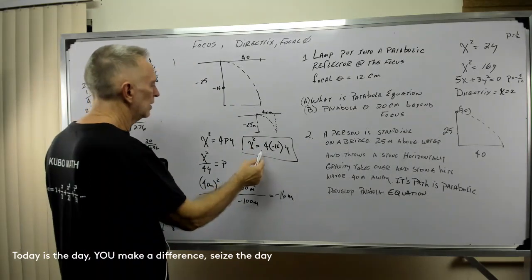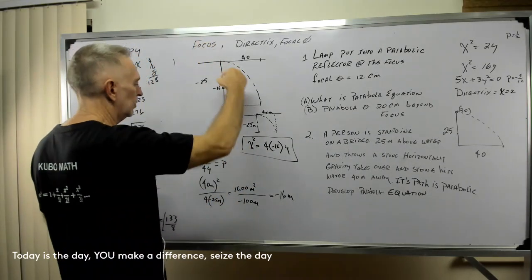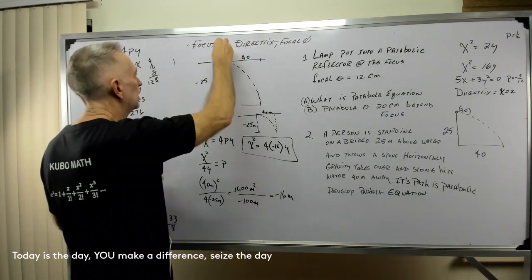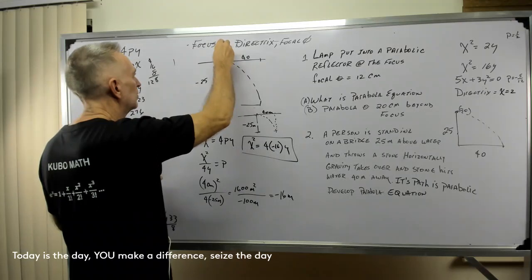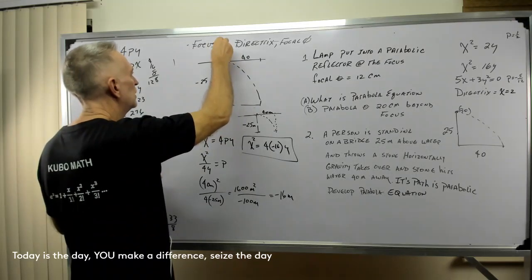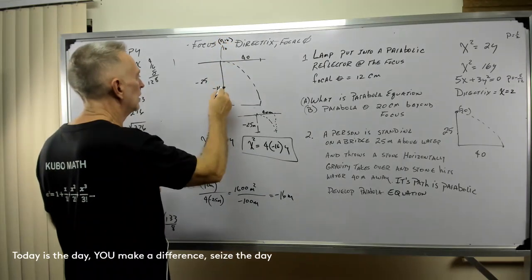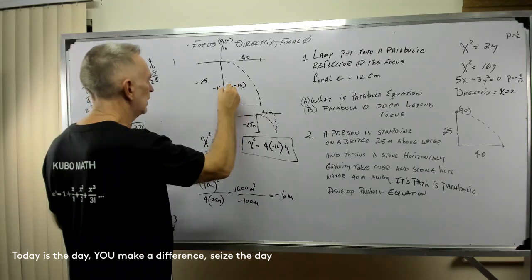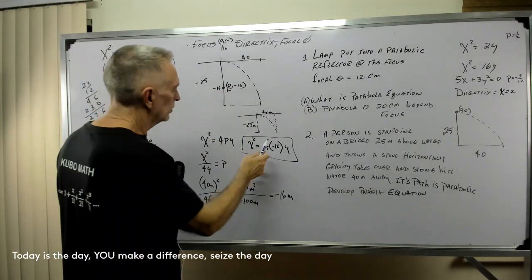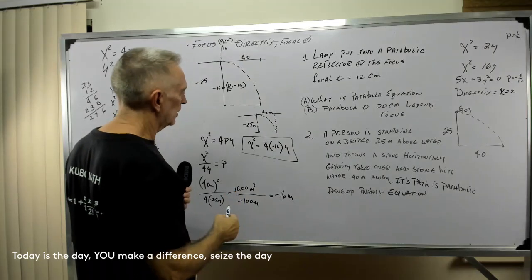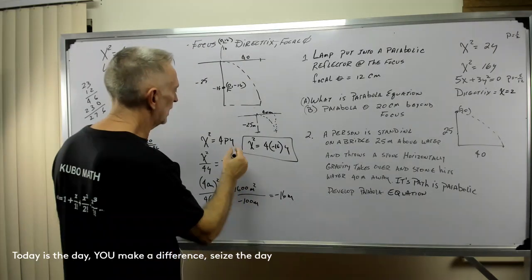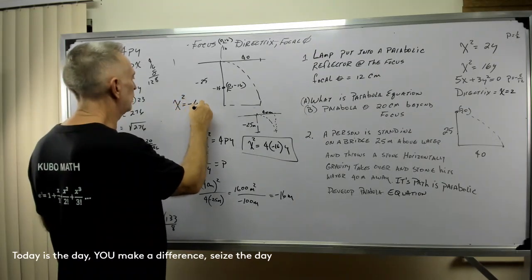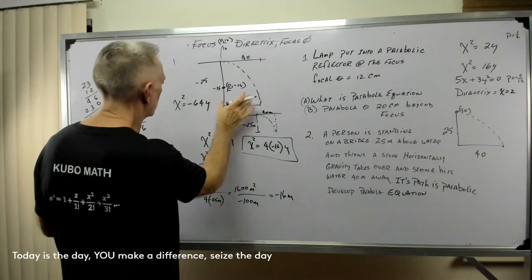My directrix, I know, would be up here somewhere, and it would be 16 above. So I would have that point 0, 16. And this focus here would be at 0, negative 16. So if I take 4 times negative 16, what does that give me? A negative 64. So now I have x squared equals negative 64y, and that would be the equation of that.